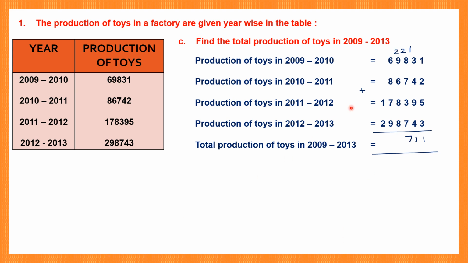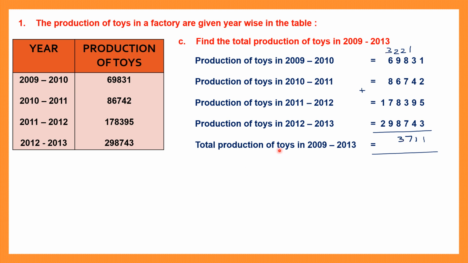So here what do we have? 2 plus 9 is 11. 11 plus 6 is 17. 17 plus 8 is 25. 25 plus 8 is 33. So we put 3 and carry 3 again here.